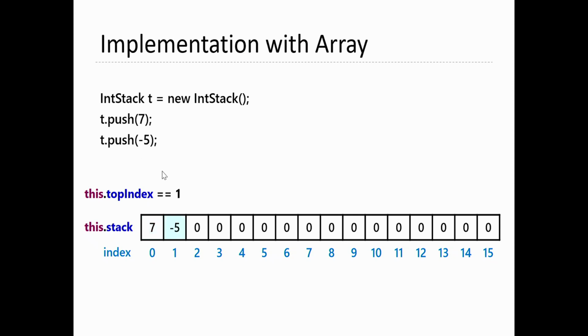Push a -5, right? So when we push -5, we're going to increase that index by 1, so it's going to go up to 1. Then I'm going to set the element at index 1 to the -5.